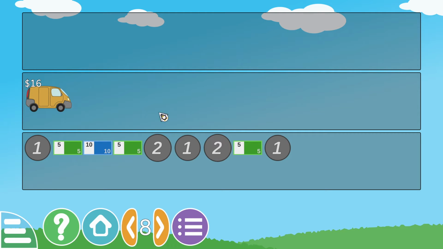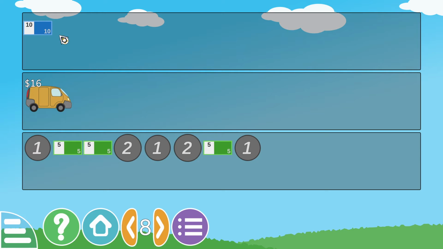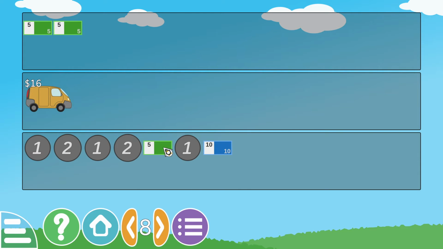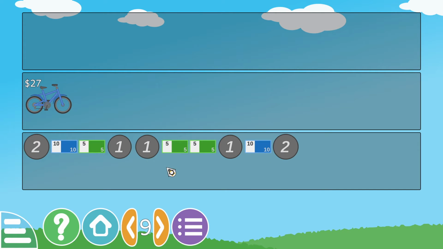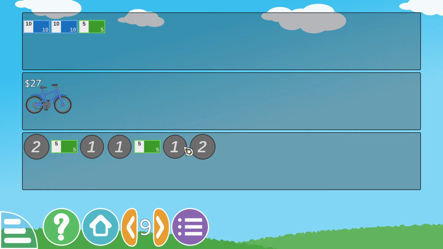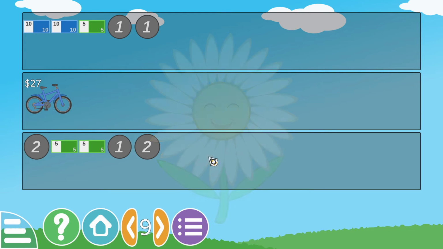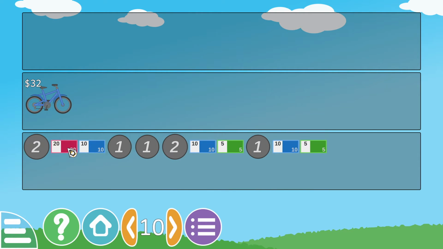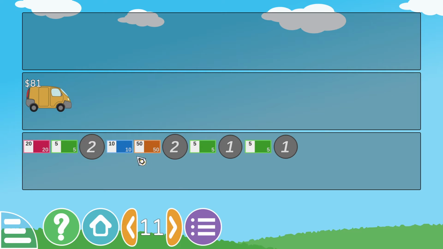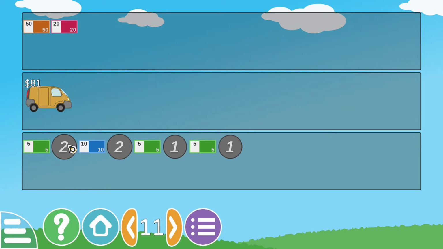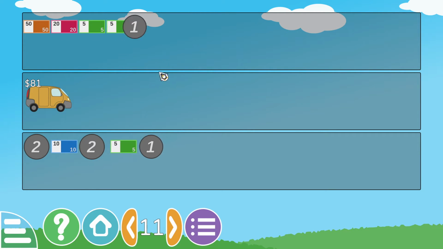Now there's actually a few different ways we can do this one. I could give them a $10 note and then put a $5 note and then 1, or I can go for 3 $5 notes to give me 15 and 1 to make it 16. $27 for a bike, 10, 20, 25, 26, 27. $32 for a bike, 20, 30, and 2. $81 for a car, to use a $50 note, 20, let's get rid of the 2 5s, and a $1 coin as well.